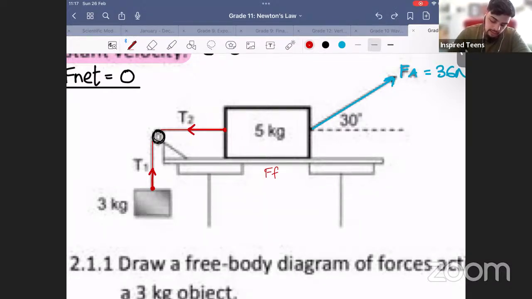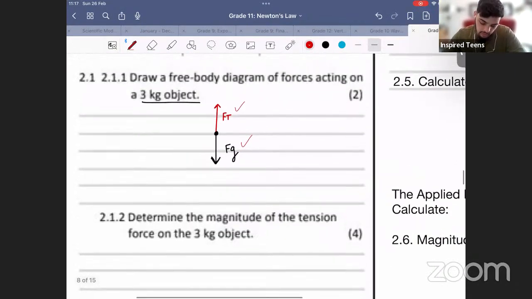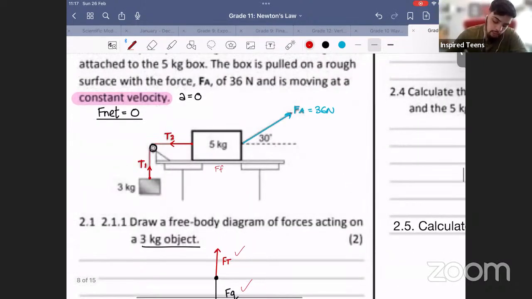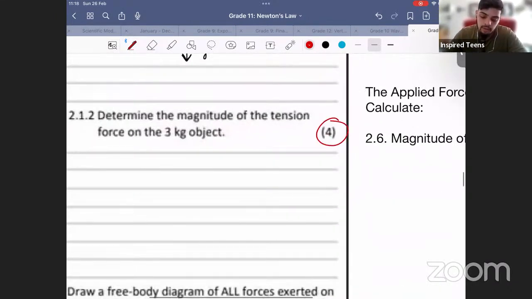Please remember that this tension 1 and this tension 2 are equal. They don't have the same direction. One is up and one is left, of course, but because it's on the same rope, they are equal. The tension on the rope is equal. So determine the magnitude of tension force on the 3 kg object. Now we are going to work with the 3 kg object only. It is not simultaneous yet because it's a 4-mark question.